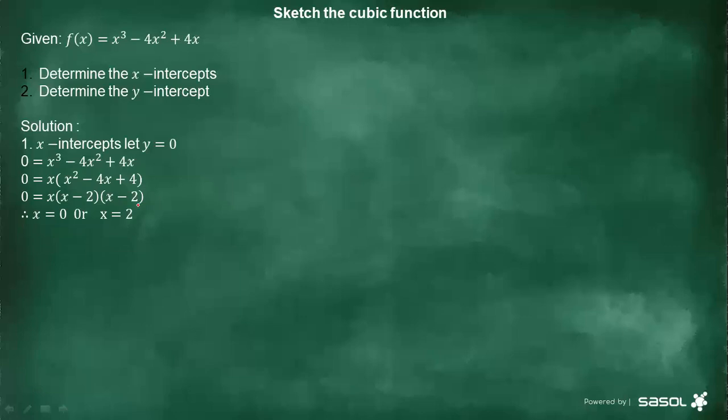And then let's look for the y-intercept. For the y-intercept, we let x be 0. Where you see x, we just substitute with 0. Then the answer is 0. That is the y-intercept. And then let's proceed.